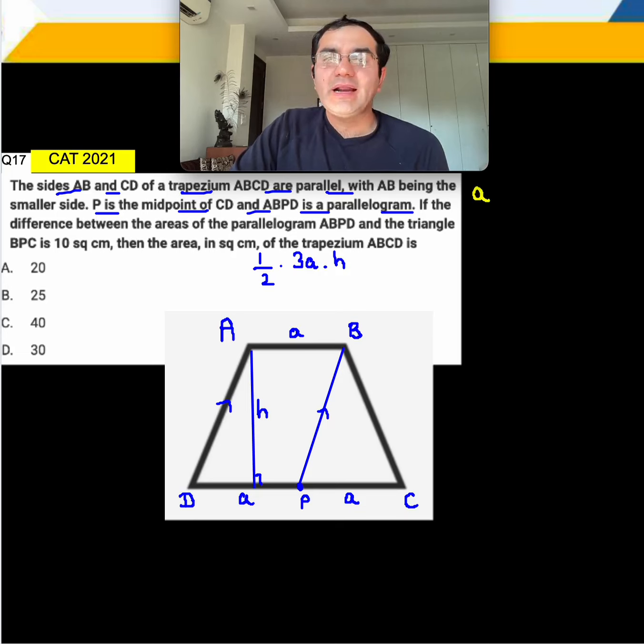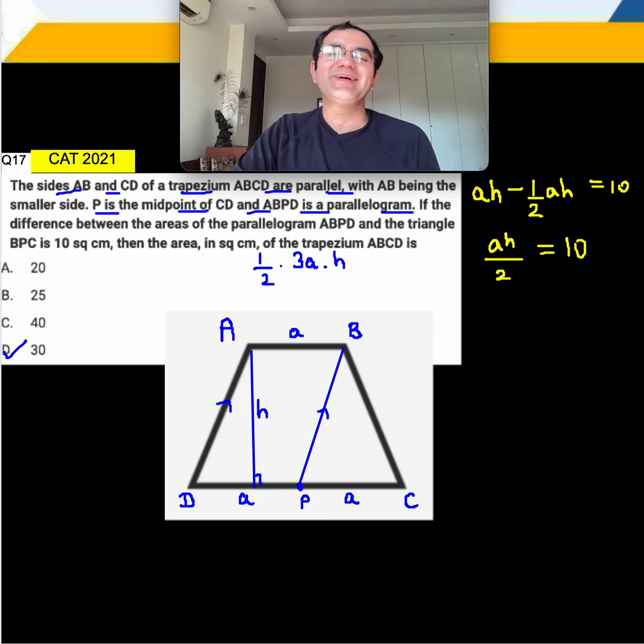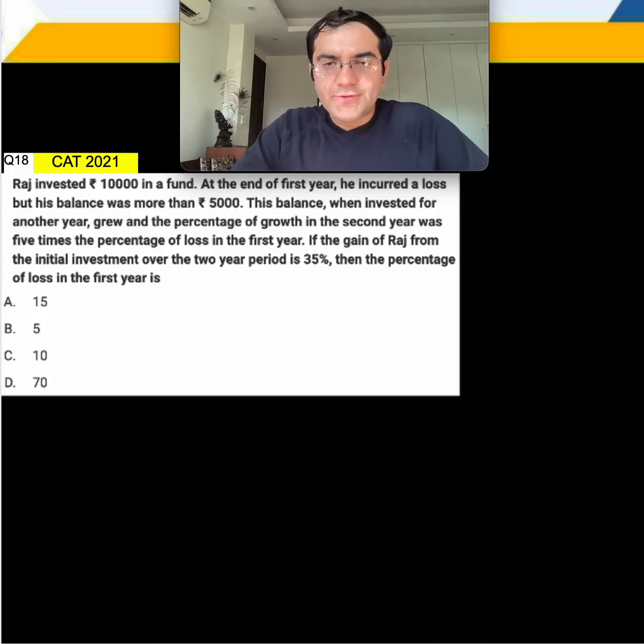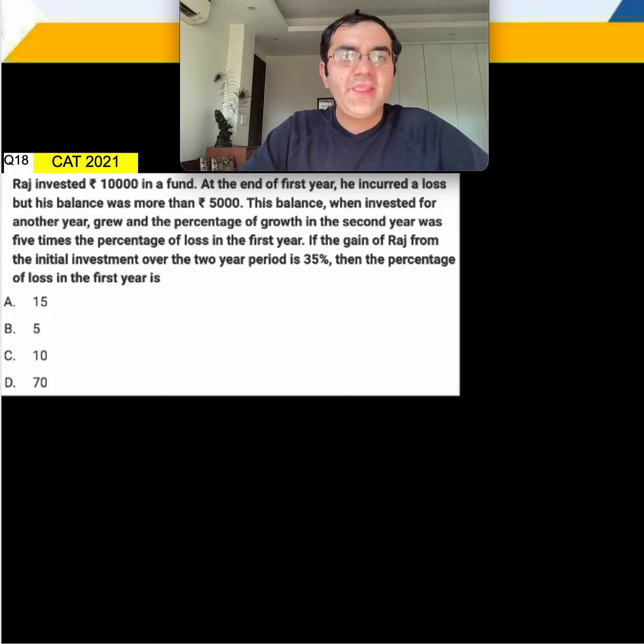Difference between parallelogram and triangle. Parallelogram का area will be side into height AH minus triangle half AH is 10. ठीक है? So AH upon 2 is now 10. And 3h upon 2 becomes 30. 30 is the right answer, and this was a very, very doable question. Simple and doable question from SICI, but the comprehension in a pressure situation makes it a little challenging.